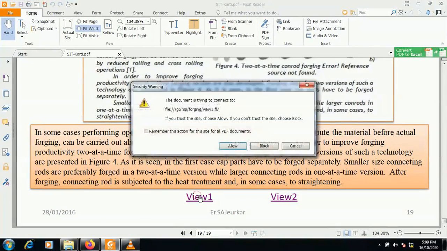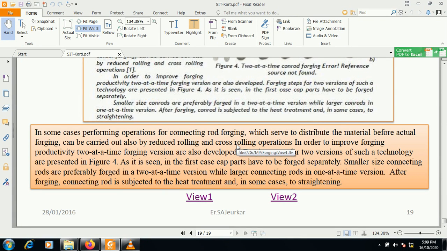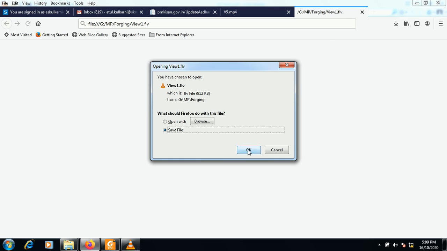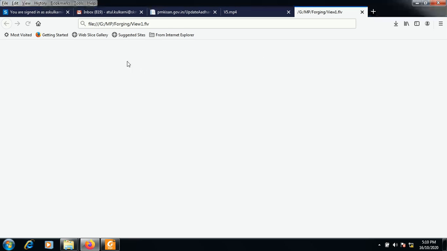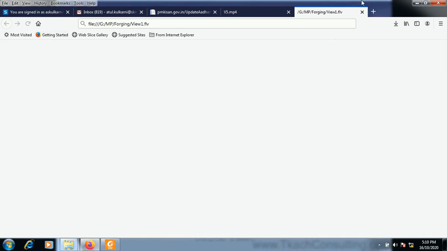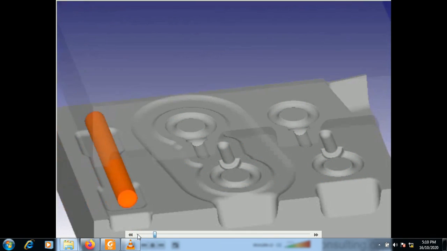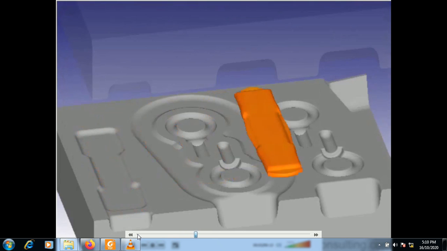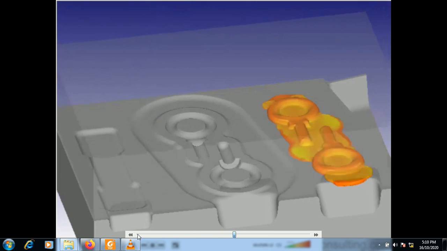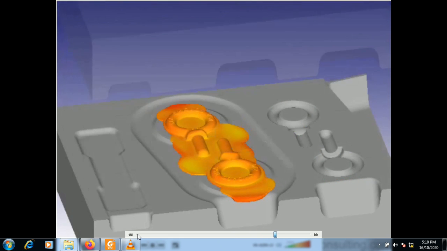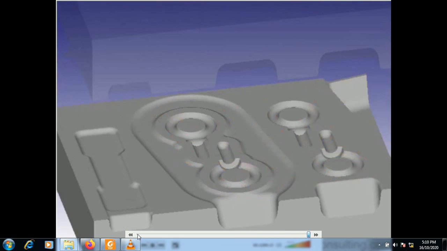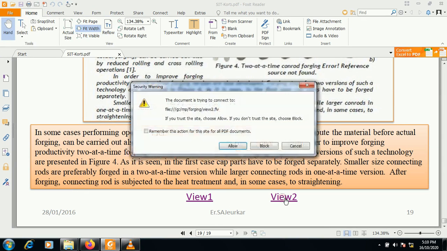Now we will see view 1. View 2 also we will see.